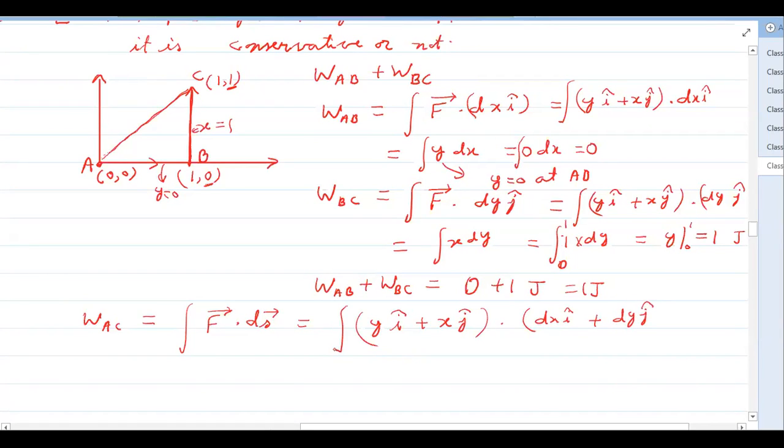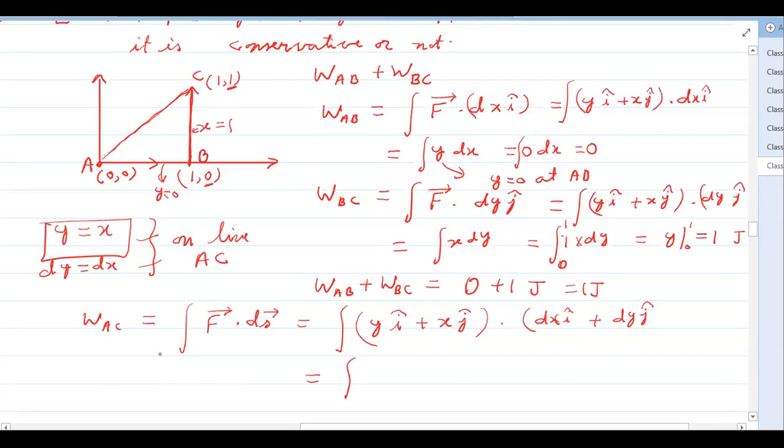But here one thing you can notice, that on this line, what is the line equation? Is it y equal to x? The line equation is y equal to x. So on this line, at every point, y equal to x. So we can replace all the y with x. And we can also write dy equal to dx. So this is applicable only for this line, along line AC, not on AB or BC.